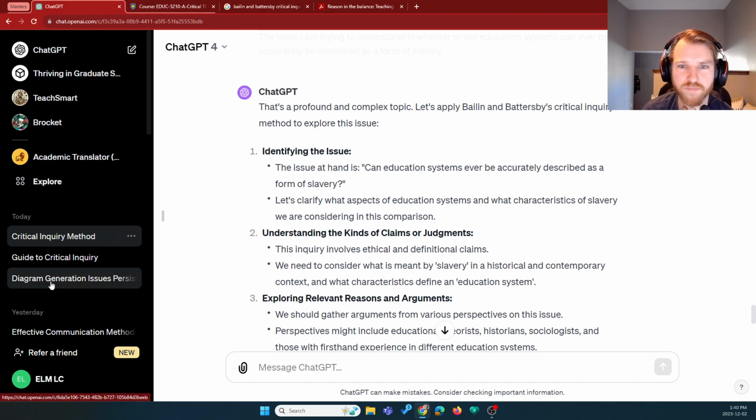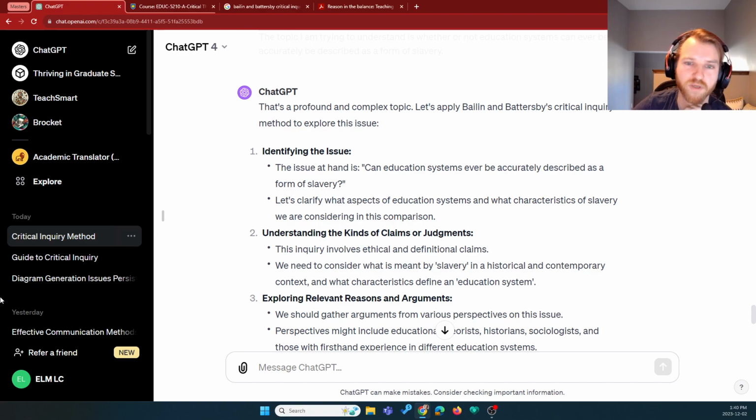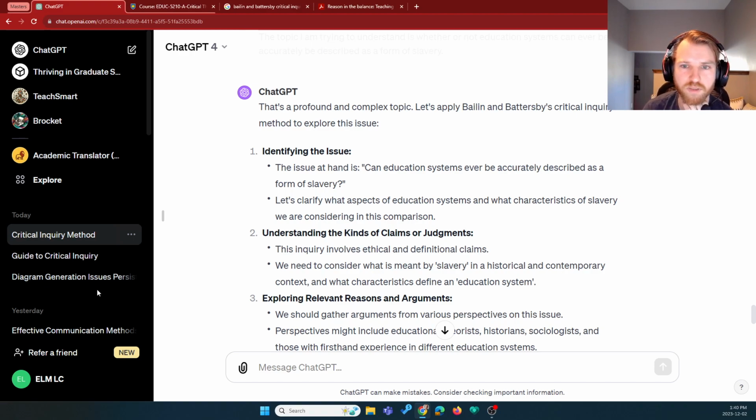Understanding the claims, we'll need to consider what is meant by slavery in a historical and contemporary context and what characteristics define an education system. So yeah, I totally agree with this. I think that's maybe part one. Felt a little bit more like what part two is really, understanding those claims. So I appreciate what it's saying about part two.